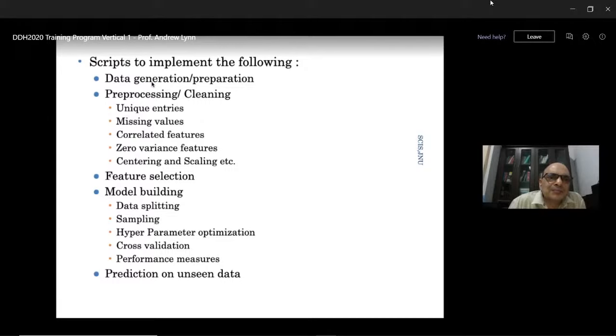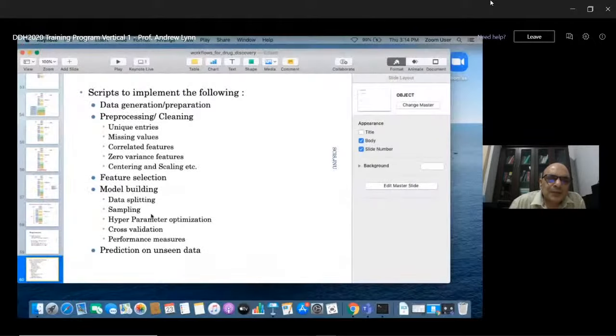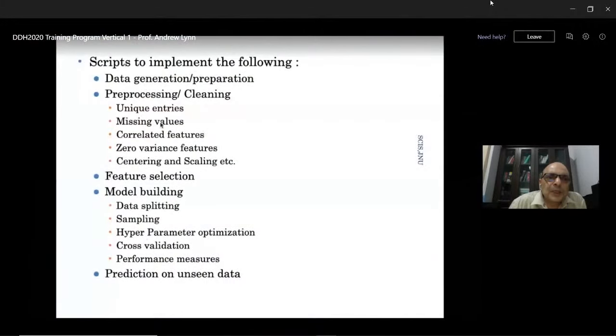I'm back to my protocol. I will not repeat it. So my aim is to develop scripts to implement the following that we have together over here.